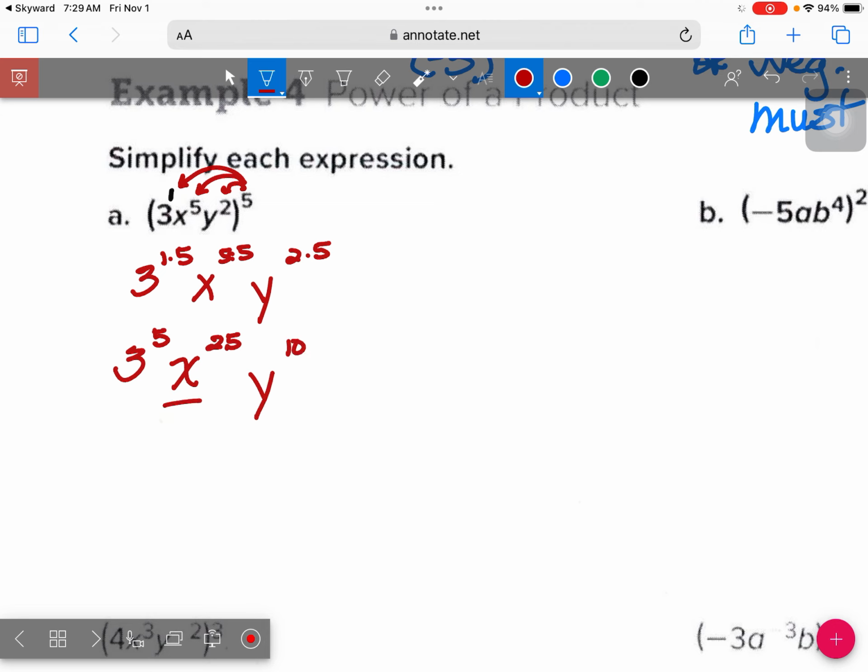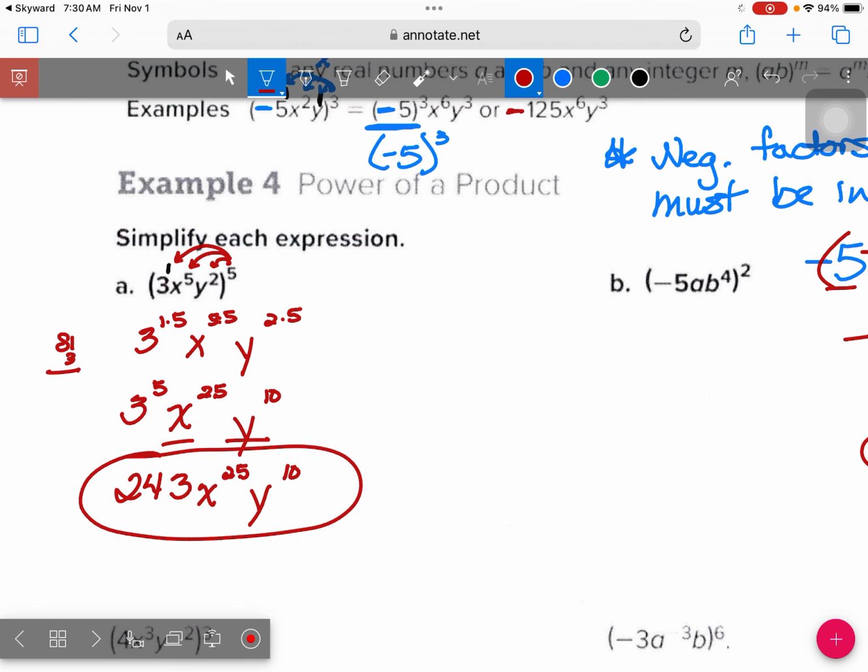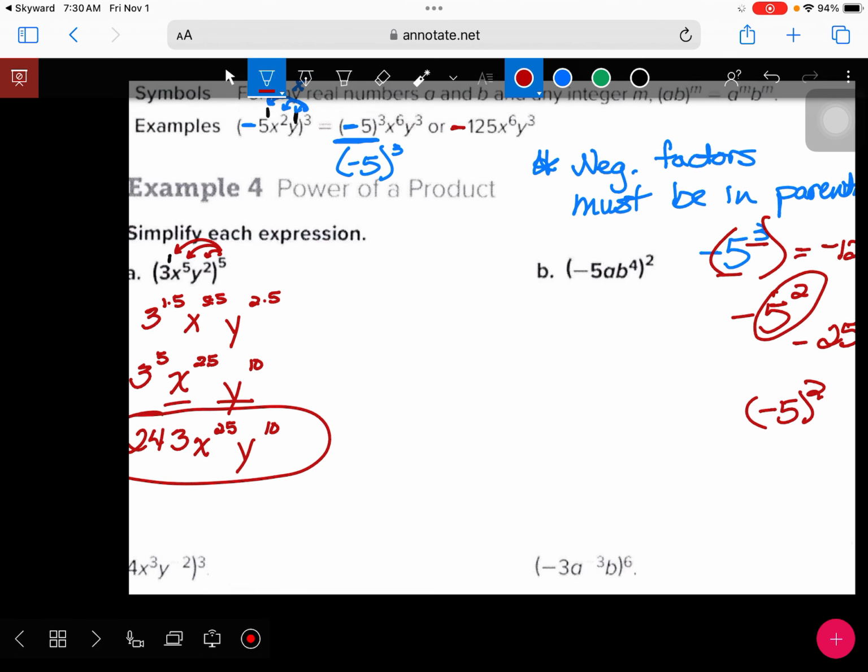Now, these are already simplified, but 3 to the 5th power is how much? You guys have calculators, you would do 3 raised to the 5th power. 3 multiplied 5 times. 3 times 3 is 9, 81 times 3, 243. So it's 243 x to the 25th, y to the 10th. Questions on that? All right, let's take a look at B.